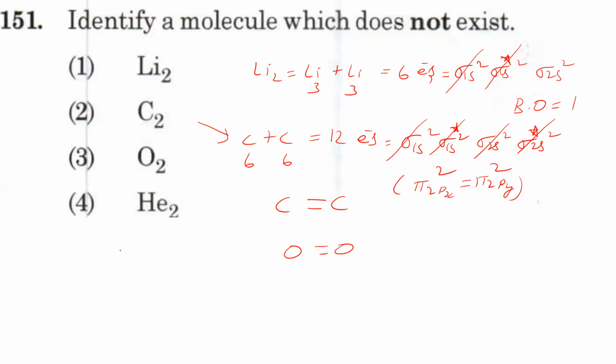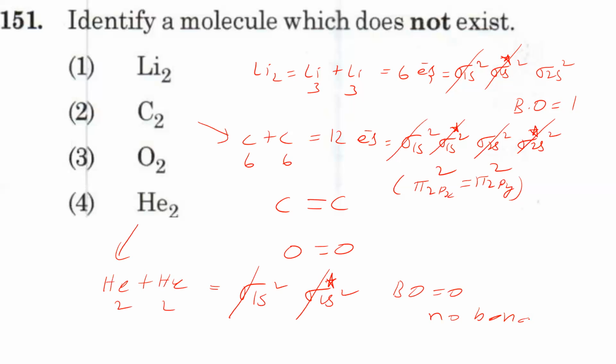Now we will see He2. He plus He, here 2 electrons each. Therefore sigma 1s2, sigma star 1s2. This bonding is cancelled by anti-bonding, so bond order is 0. Bond order 0 means no bond, and no bond means this molecule cannot exist.